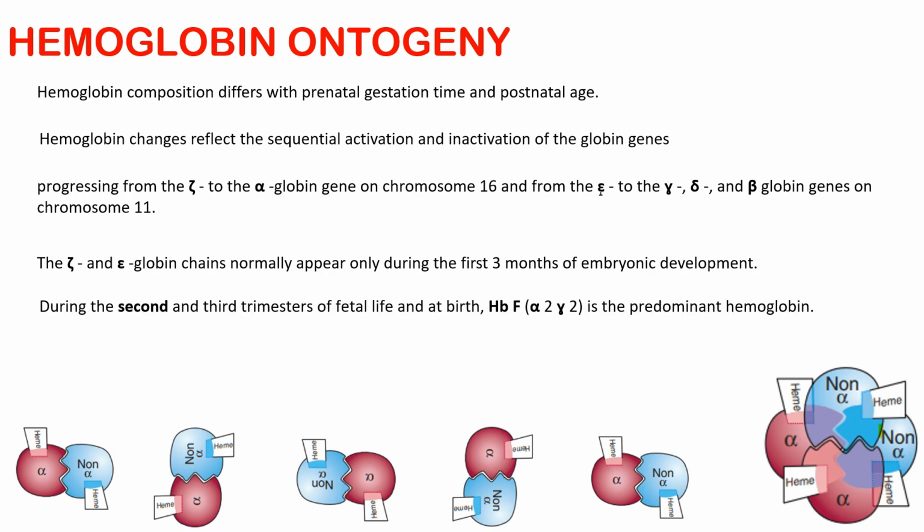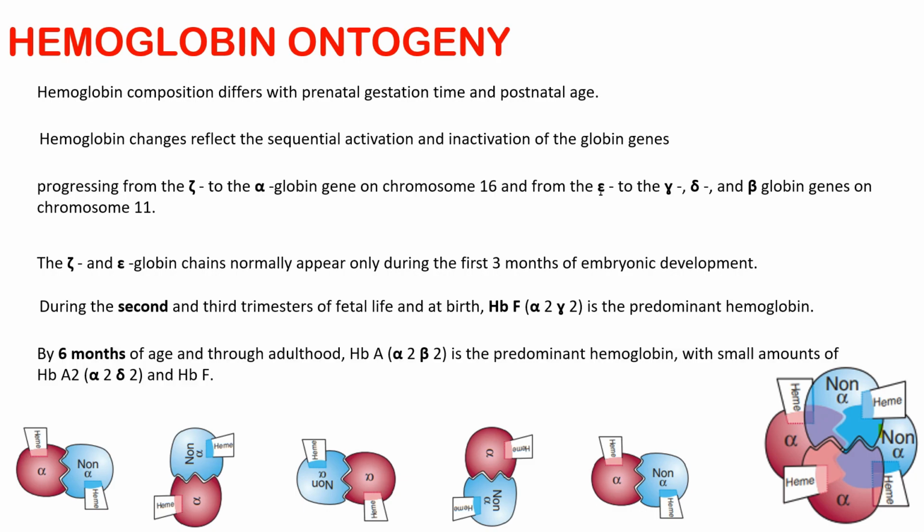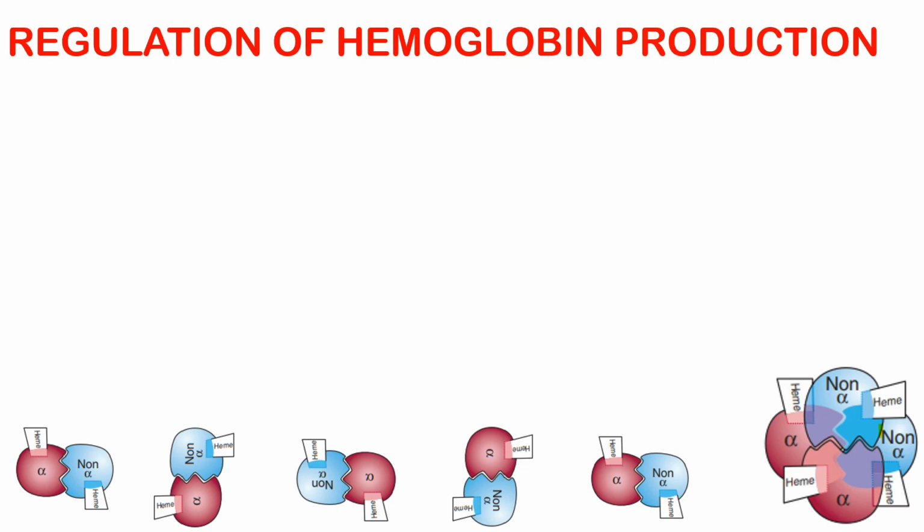During the second and third trimesters of fetal life and at birth, hemoglobin F is the predominant hemoglobin. By 6 months of age and through adulthood, hemoglobin A is the predominant hemoglobin, with small amounts of hemoglobin A2 and hemoglobin F. Regulation of hemoglobin production.